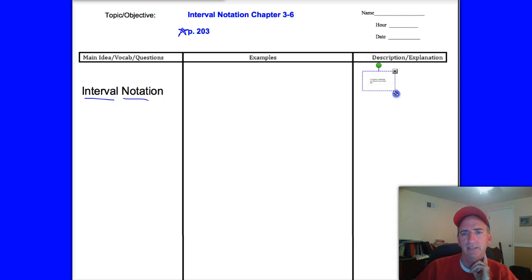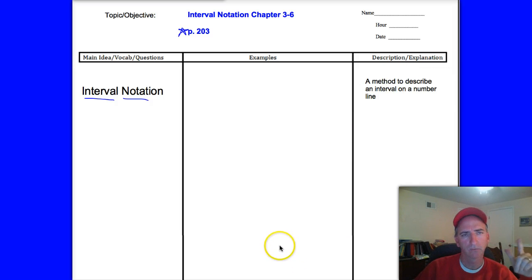What is interval notation? Let's write it right here. I did a little smart notebook trick. There it is right there. Simply put, it's a method to describe an interval on a number line. And we'll get into more details of that when we get into some examples here in a few minutes.